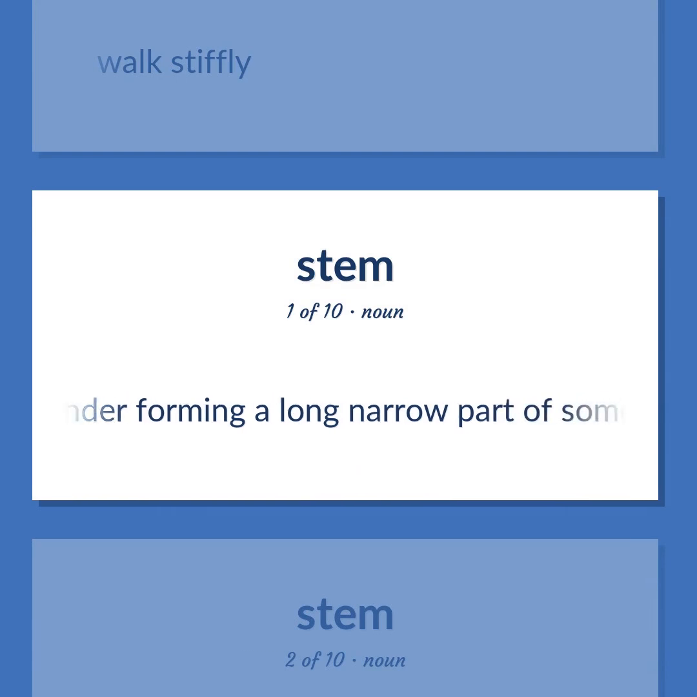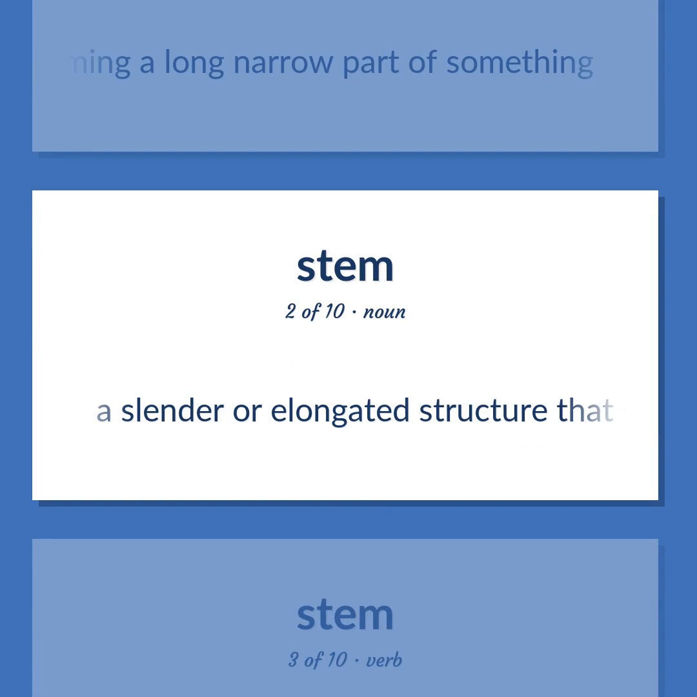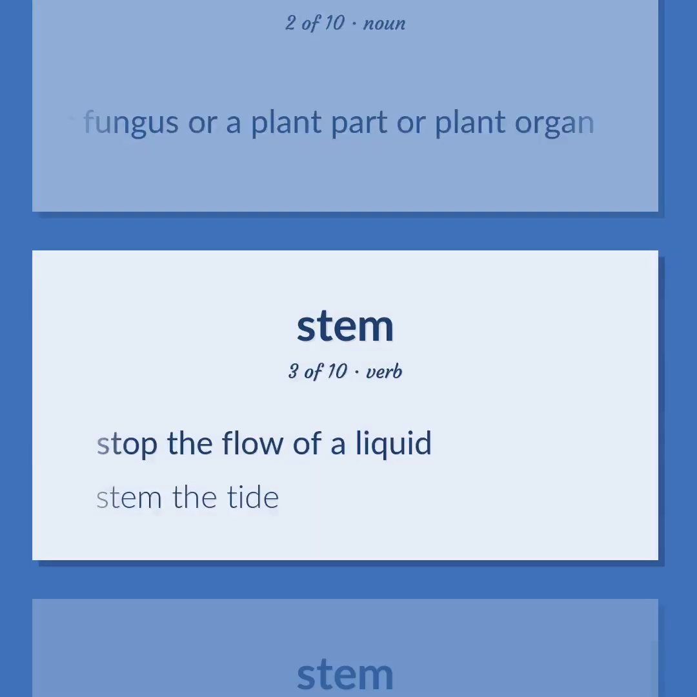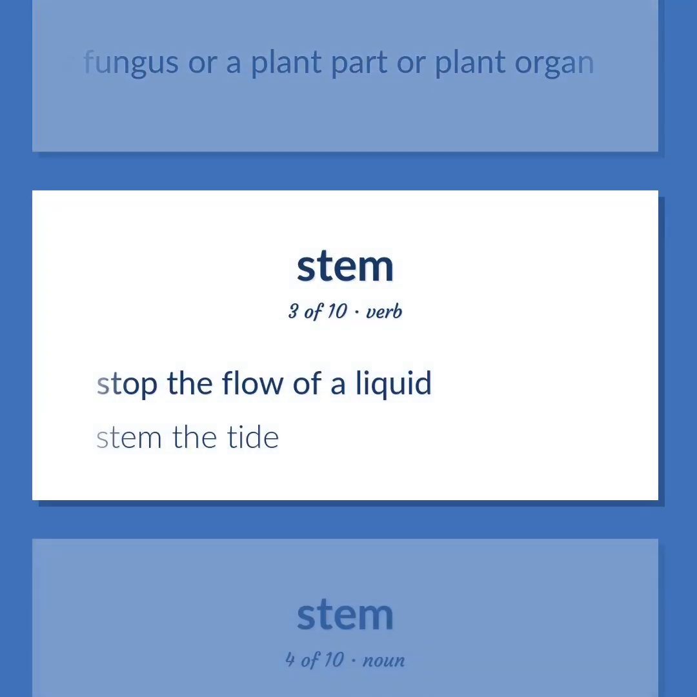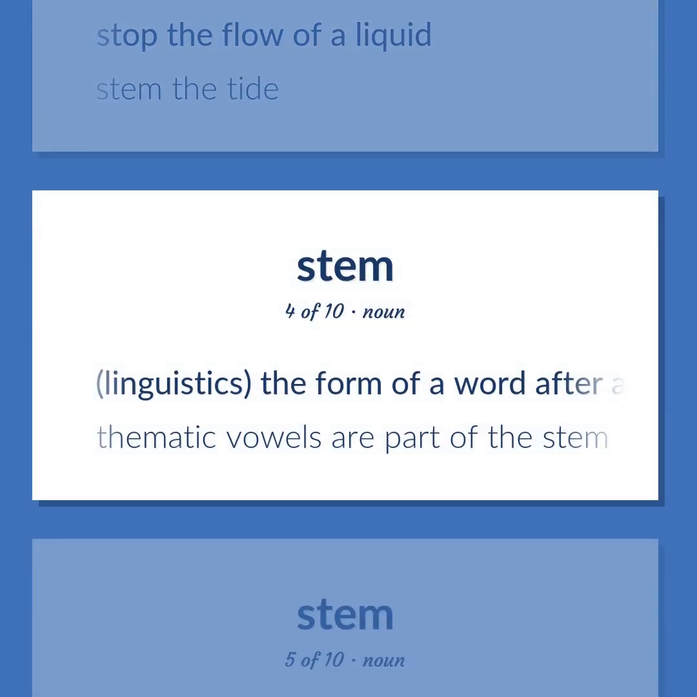Cylinder forming a long narrow part of something. A slender or elongated structure that supports a plant or fungus or a plant part or plant organ. Stop the flow of a liquid. Stem the tide. Linguistics. The form of a word after all affixes are removed. Thematic vowels are part of the stem.